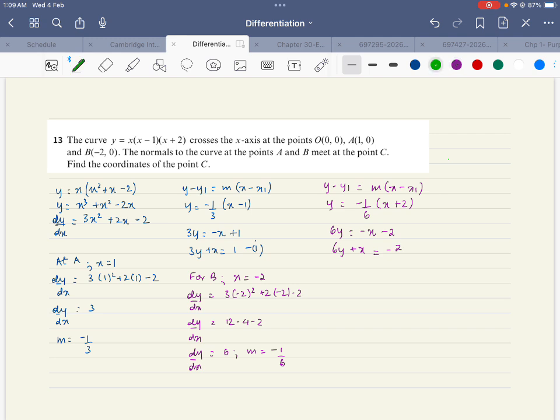I am going to subtract the equations because I am going to eliminate x. 6y plus x equals minus 2, 3y plus x equals 1. Minus, minus, minus. This becomes 3y. x and x cancel. Minus 3. y equals minus 1. I am going to put y equals minus 1 in this equation. 3 into minus 1 plus x equals 1. x equals 1 plus 3, which is 4. These are the coordinates of point C.